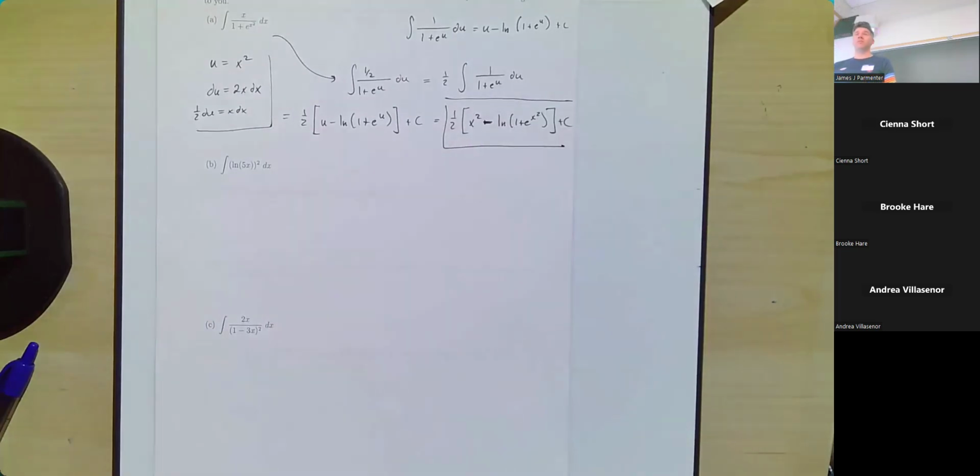So sometimes with these integration table problems, you first have to do a u substitution before you can apply the correct formula. That's, in my opinion, the best way to approach it.